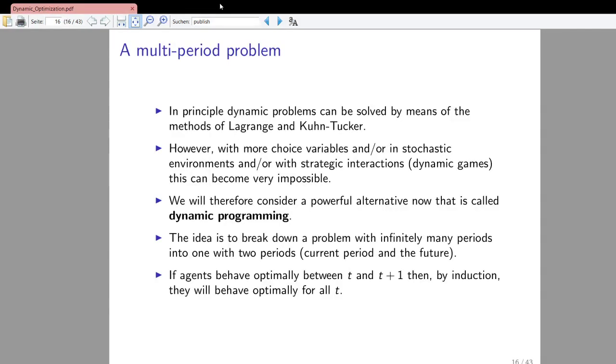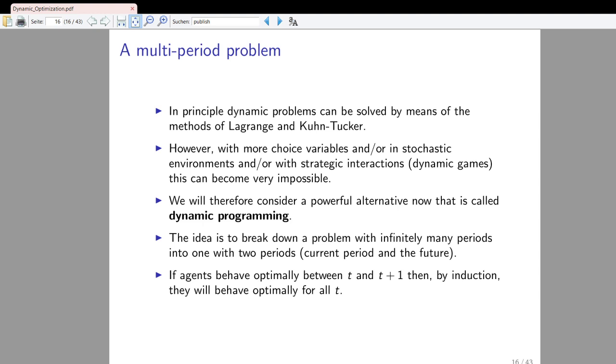So in principle, we can solve dynamic optimization problems by means of the methods of Lagrange and Kuhn-Tucker, as we've just seen. However, as I also said, with more choice variables or in stochastic environments or with strategic interactions, this might become impossible or very cumbersome. And therefore, we will consider a powerful alternative to the method of Lagrange and Kuhn-Tucker in discrete time optimization problems, which is called dynamic programming. And the idea is, again, based on the notion that you can break down the problem of optimal behavior over infinite different time periods to one between two time periods, namely the current period and the future, with the assumption that if you behave optimally between today and the future, and you extend this for all time periods, then by induction you will also behave optimally for all time periods t, and therefore over the whole planning horizon.